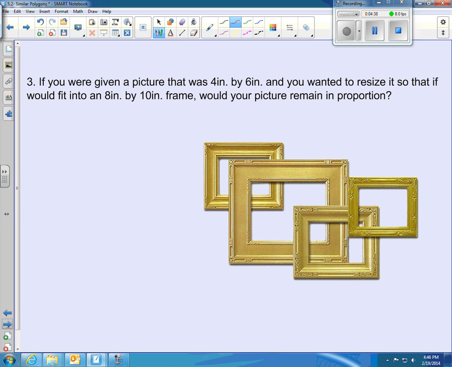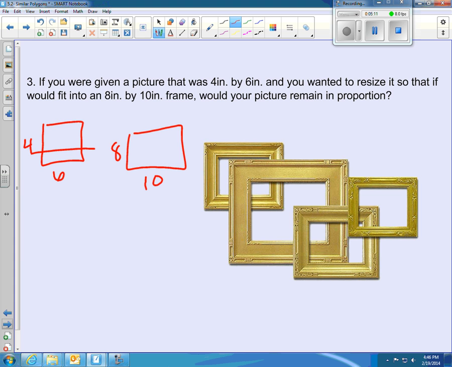Okay, so let's use that idea of scale factor here. If you were given a picture that was 4 by 6, and you wanted to resize it so it would fit in an 8 by 10, so a little bigger, would your picture remain in proportion? Well, if these two are similar, meaning that their angles are all congruent, which we know their angles will all be right angles, we need to know that the sides are proportional. If the sides are proportional, then we can say, yep, no problem, these pictures will remain in proportion.